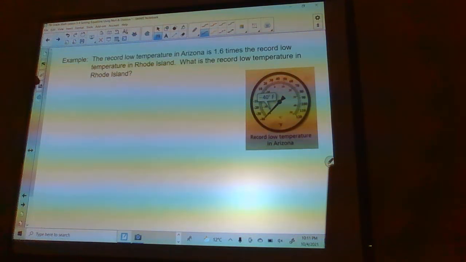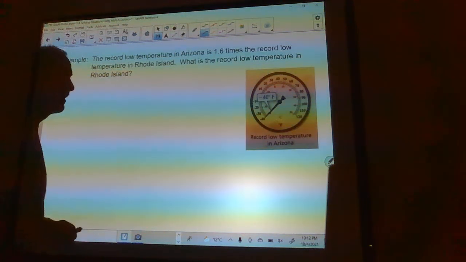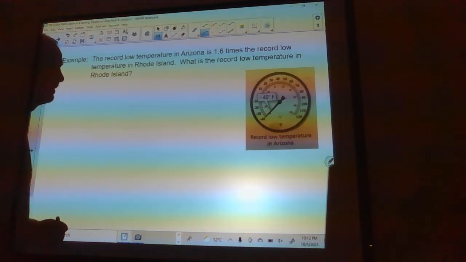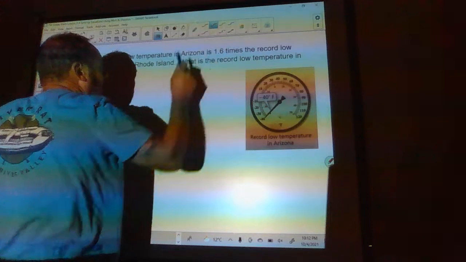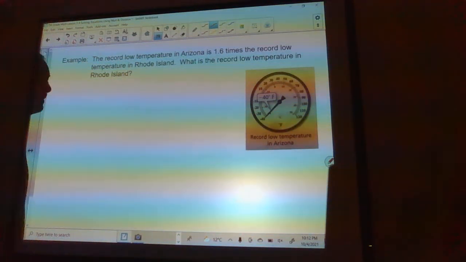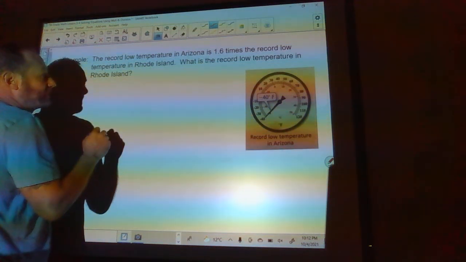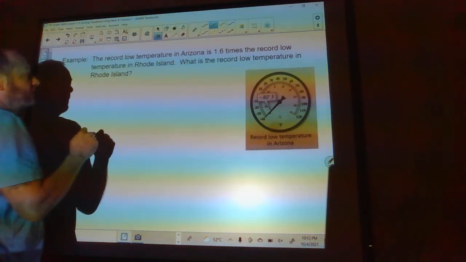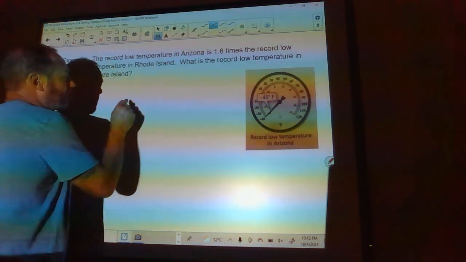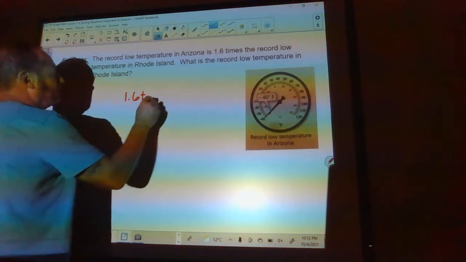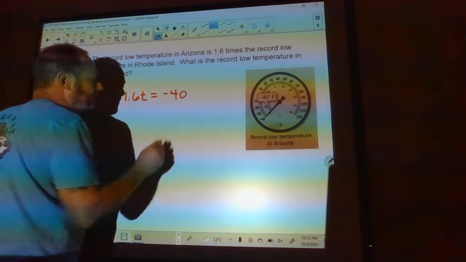Okay, the record low temperature in Arizona is 1.6 times the record low temperature in Rhode Island. What is the record low temperature in Rhode Island? So you've got to get some information from the picture here. It tells you the record low temperature in Arizona is negative 40. So let's go back. The record low temperature in Arizona is 1.6 times the record low temperature in Rhode Island. So 1.6 times the temperature in Rhode Island equals negative 40 degrees.